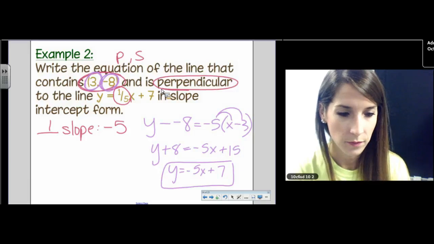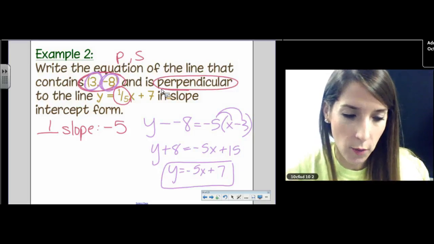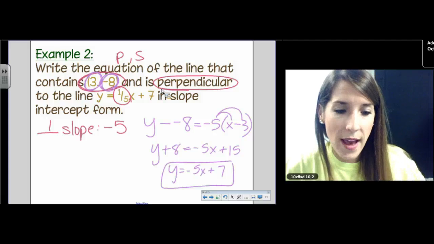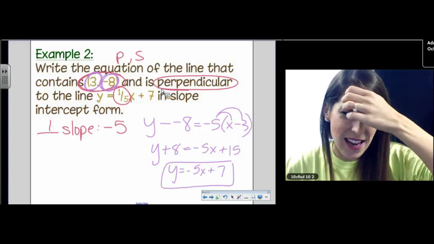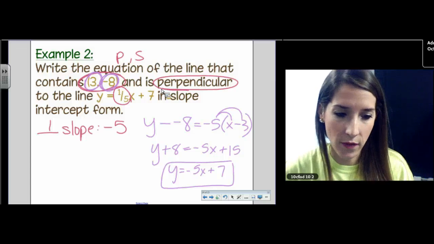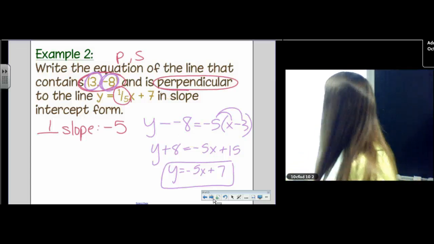Very good. Do you have to use point-slope form? No, I'm never going to require you to, but like I said, it will come in handy in the future, and so having practice with it would be beneficial. All right.